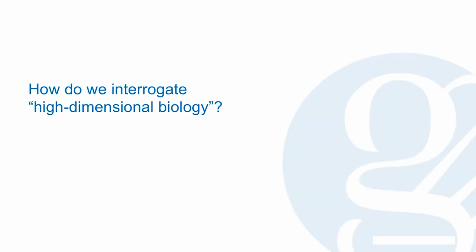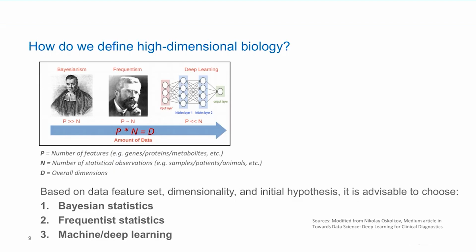Now I will walk everyone through the journey of analytical space in high-dimensional biology and how we interrogate such data. But before doing so, I want to take some time to explain how we define something in the realm of high-dimensional biology. In my experience, this can be explained via a number of features denoted by P across a number of statistical observations denoted by n, the product of which, D, gives us the informed dimension.